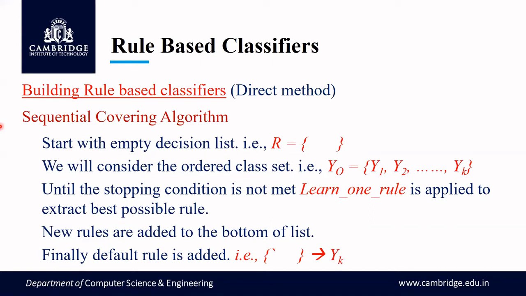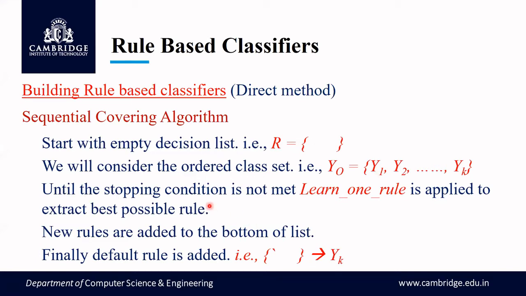So this is how the sequential covering algorithm works. We'll start with an empty decision list. We will also have an ordered class set, so that which class to be considered first and then next and so on we can easily identify from this. So how am I going to do this? We can use various measures. Frequency will be the best one. So which class is frequently repeated, I'll put it first or higher in the order. That's all. So that becomes my ordered class set.